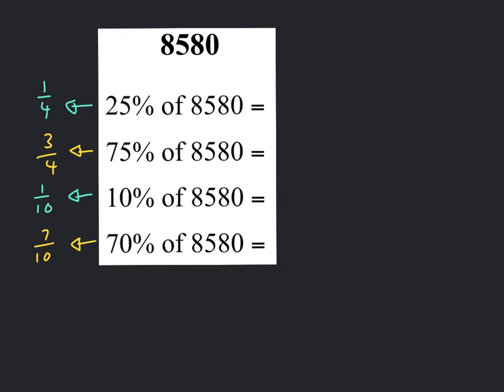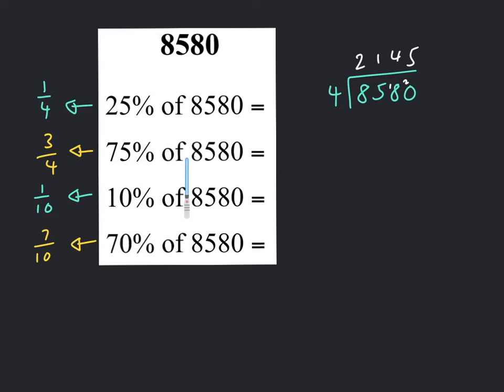But let's start off with 25% of 8,580. Now we know, as we said, that 25% is the same as a quarter, and if you want to find a quarter of something, you've got to divide it by 4. So 8,580 divided by 4 will get you 25% of the number. And my answer there was 2,145.